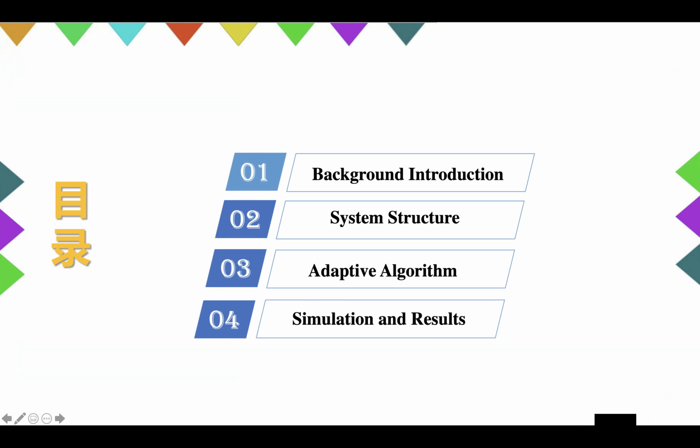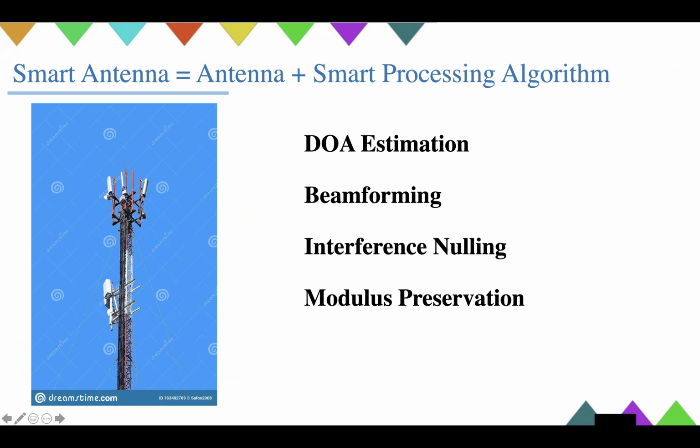Firstly, background. In real-life networks, antennas receive and send signals. The left pictures show an example. Now, most antennas are smart antennas. A smart antenna is an antenna with a smart processing algorithm, and it has 4 main functions. Among them, beamforming is the most important one.